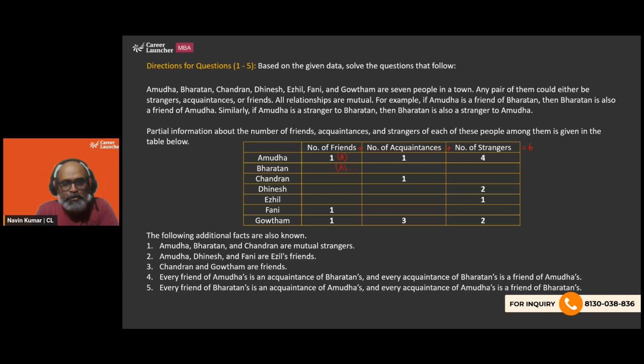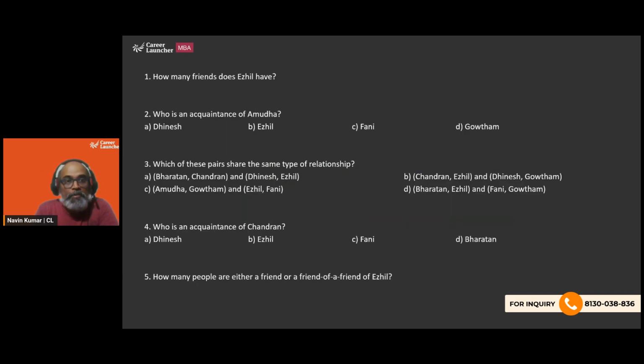Let's look at the types of questions asked. How many friends does E have? That is a numerical question, so we should get a definite number. Who is an acquaintance of A? There are 4 options with cannot be determined or none of these, which means we should be able to solve it. Which of these pairs share the same type of relationship? This will also be definite. Who is an acquaintance of C? Similar to question number 2, definite. The 5th is a numerical question, again definite. So without wasting any time, let's look at how we can proceed and solve this particular set.